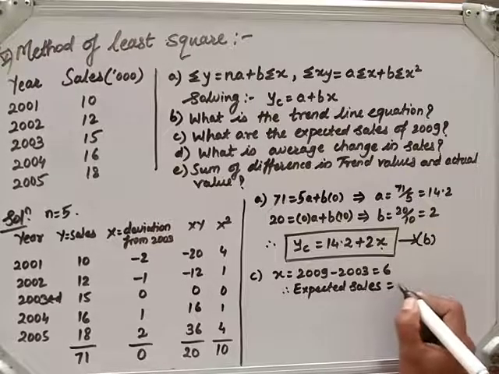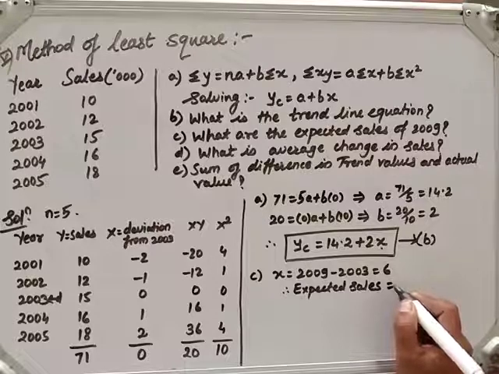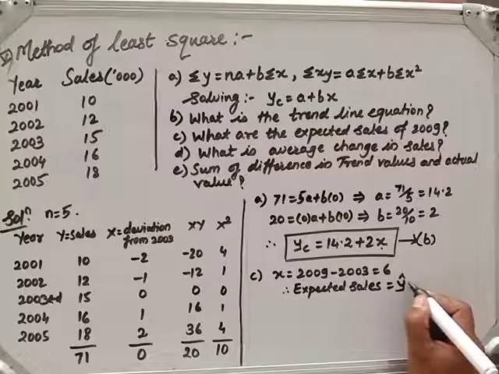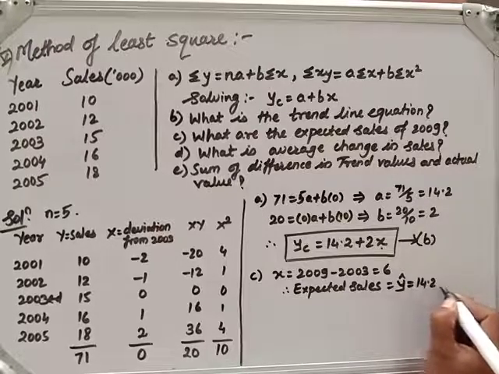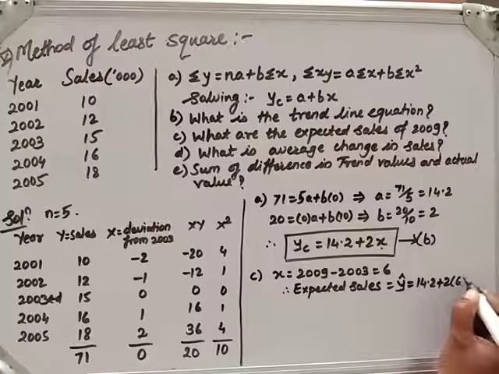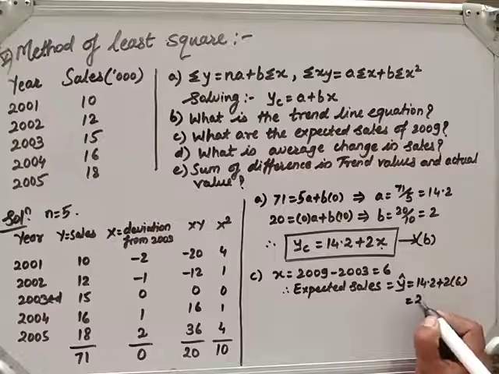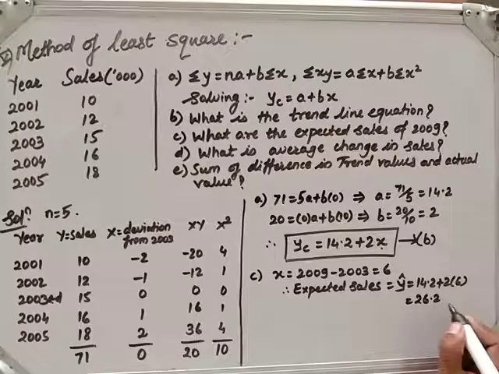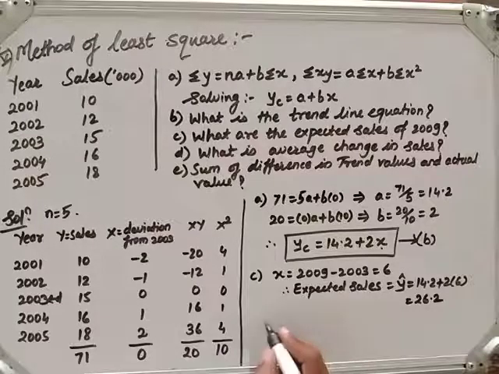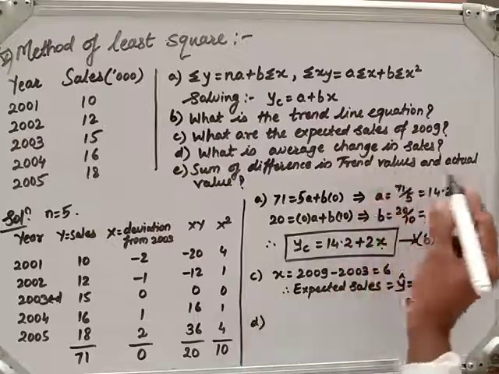Expected sales will be Yc, that is 14.2 plus 2 into 6, and that value is 26.2. Okay. Now D part, average change in sales.